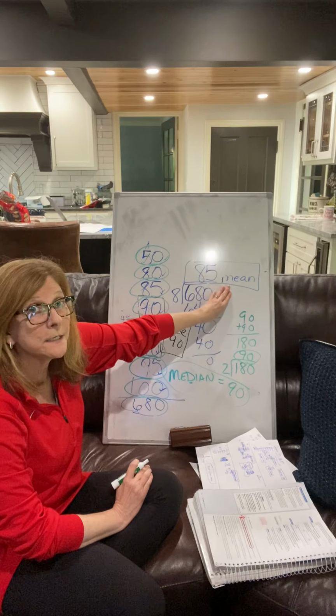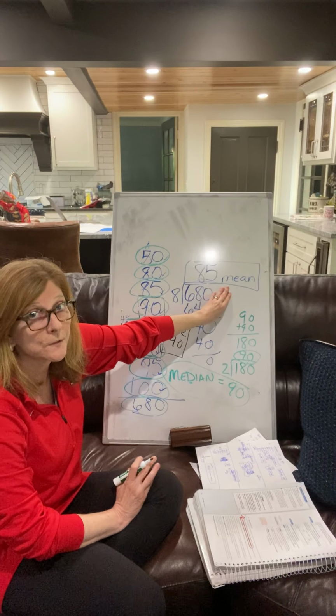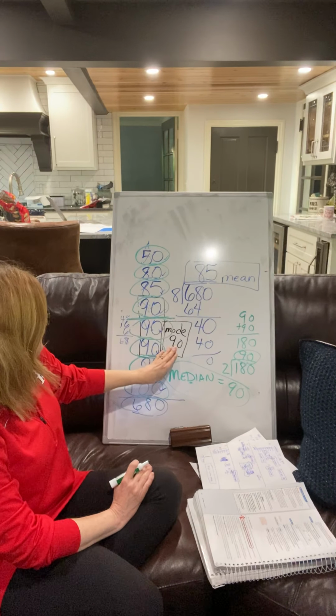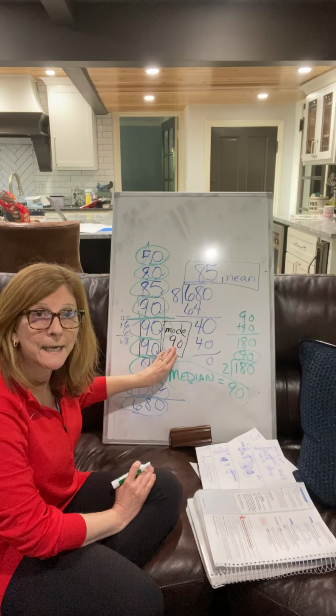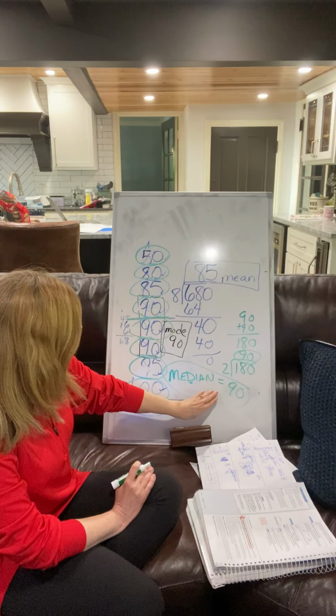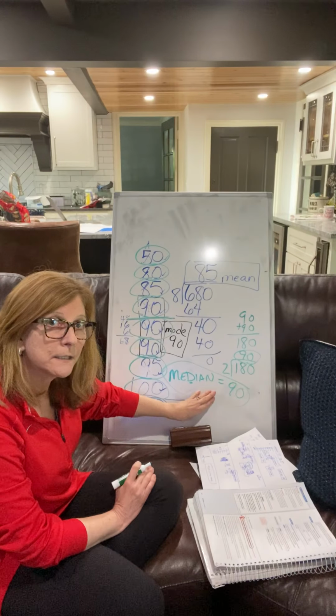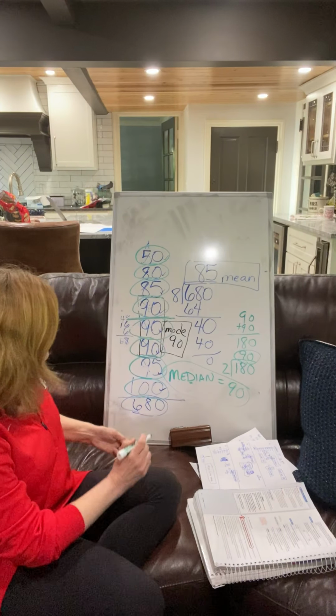So we found the mean is 85. The average score is 85. The score that she scored most often was a 90. And her median score is 90. Right in the middle of her scores, okay?